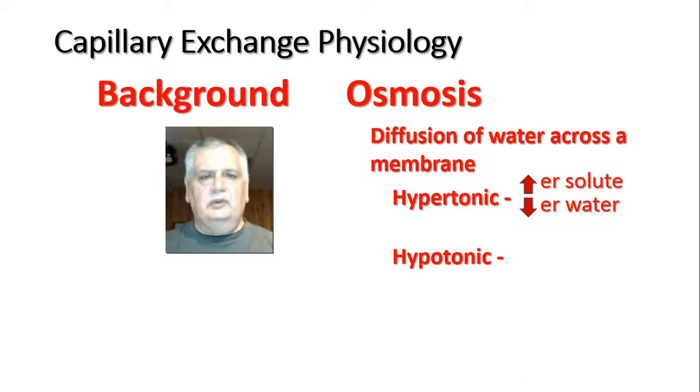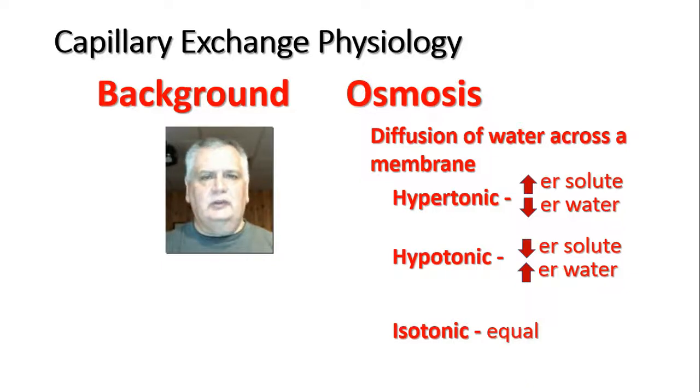The next term is hypotonic. Hypotonic is a term that we use when comparing solutions to mean a solution that has a lower solute concentration and therefore a higher concentration of water when compared to the other solution. And the final term is isotonic. Isotonic is a term that means the solution has equal concentrations of solute and water when compared to another solution.